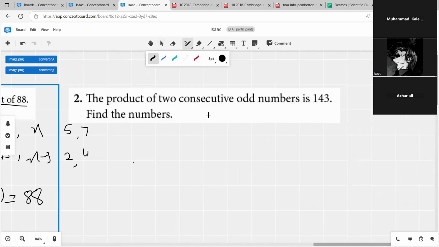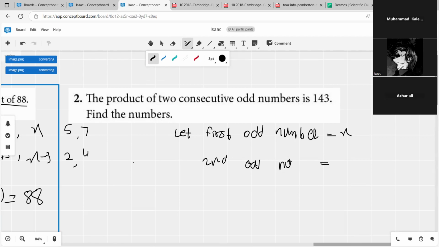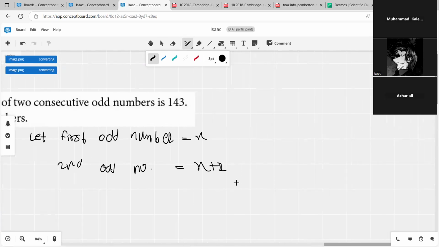Okay. We have two consecutive numbers and those are odd. Let the first odd number be x. Then what will be the second odd number? It will be x plus 2. Each time we add 2, we get the next odd number. Like this is a 5, so 5 plus 2, 7. These are consecutive odd numbers. 9 and 11, these are consecutive. 23 and 25, these are consecutive odd numbers.